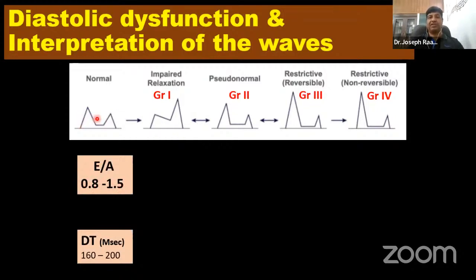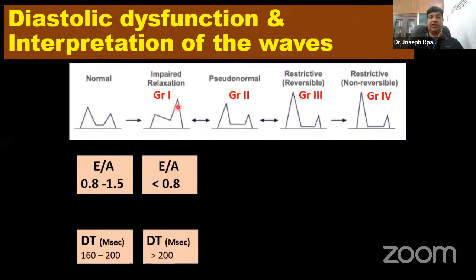But when the patient starts developing a problem with relaxation, remember that diastolic dysfunction first starts with problems with relaxation of the left ventricle, what happens? Your E is smaller and A becomes taller. If E is smaller than A, it is called grade 1 diastolic dysfunction. As it takes more time for the atrium to empty into the left ventricle, the deceleration time also becomes more. Normal deceleration time is 160 to 200, whereas in grade 1 diastolic dysfunction it goes above 200.